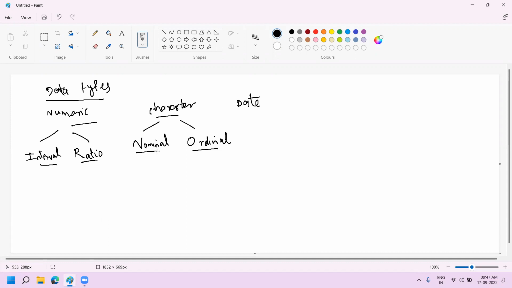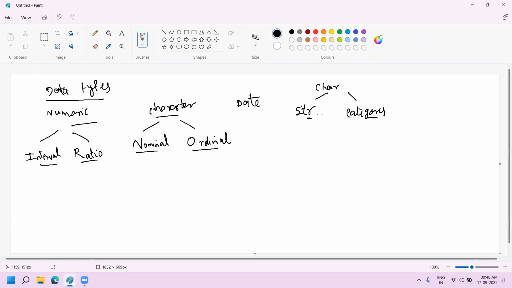Okay, character can be of two types. What are they? Nominal and ordinal. These are the different types. But character can also have two types of characters. What are they? Strings and category. What is string data? What is category data?